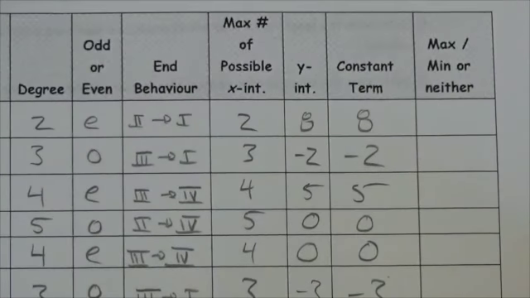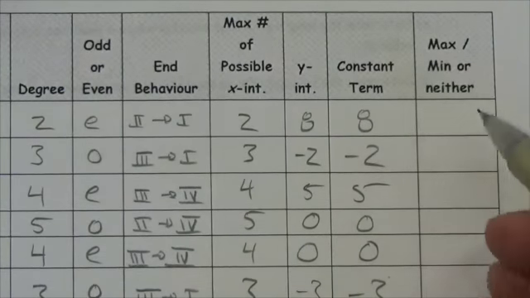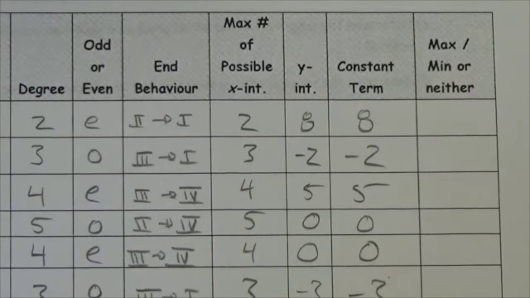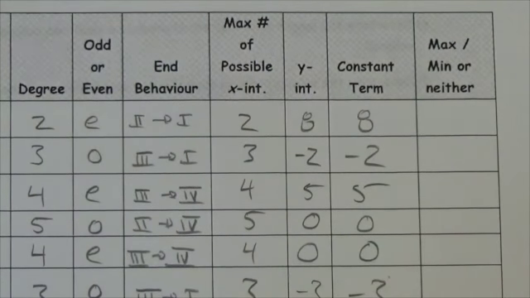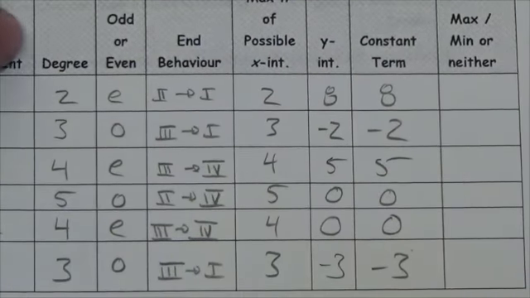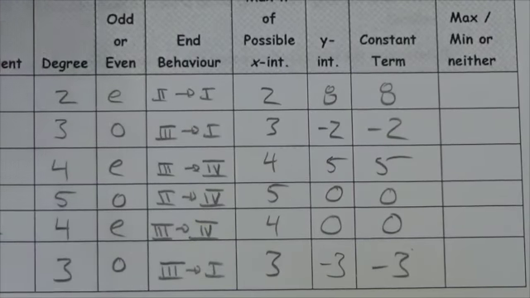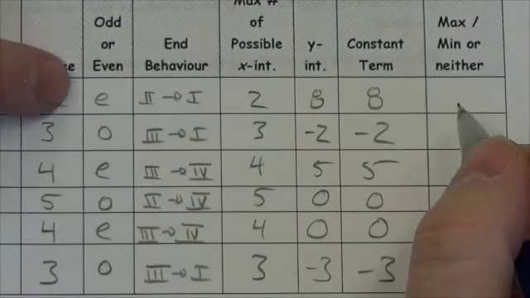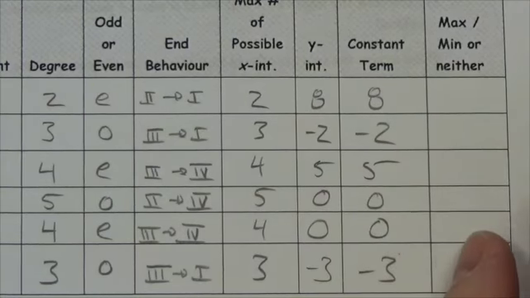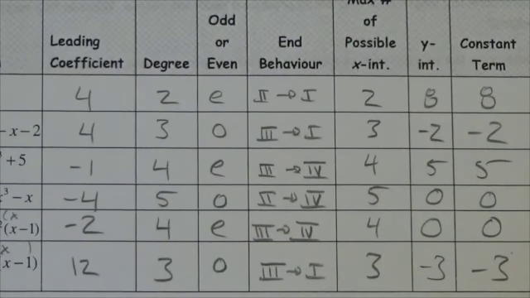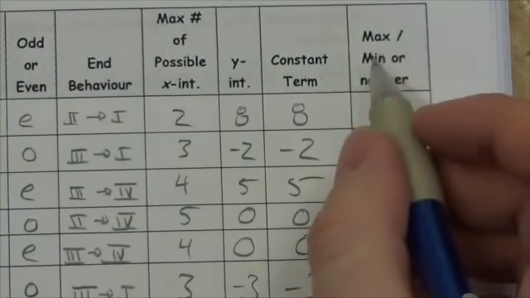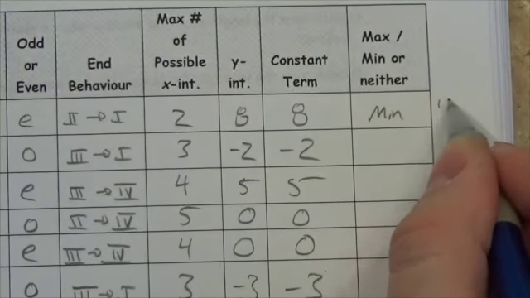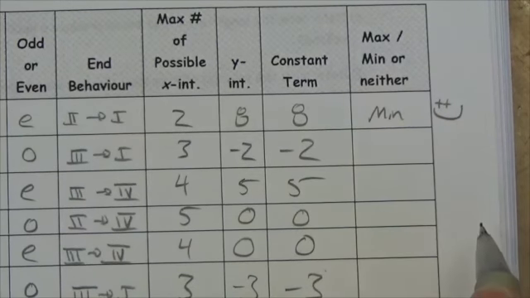Awesome. Now, I got to ask, will these things have a max, a min, or neither? In other words, I'm asking, will it have an absolute maximum, an absolute minimum, or neither here? That has to do with the degree and the direction that it opens here. So I have to look at the leading coefficient here. So I've got a positive even. So this is going to have a min. It's going to open up. Okay? Positive, even, happy face.